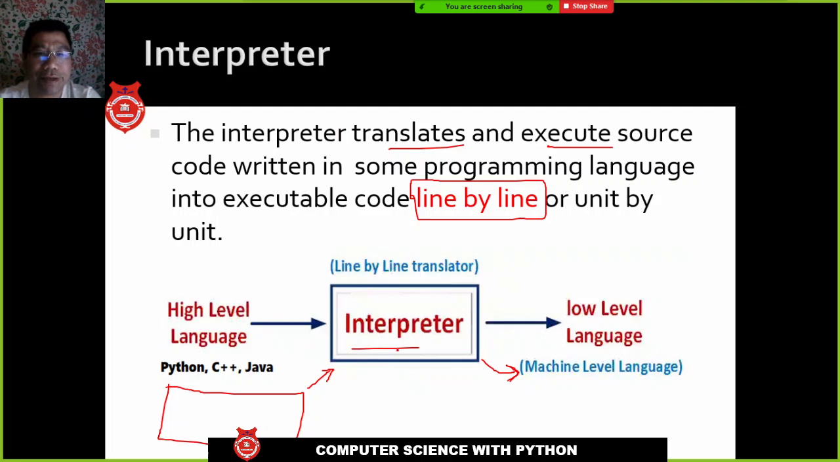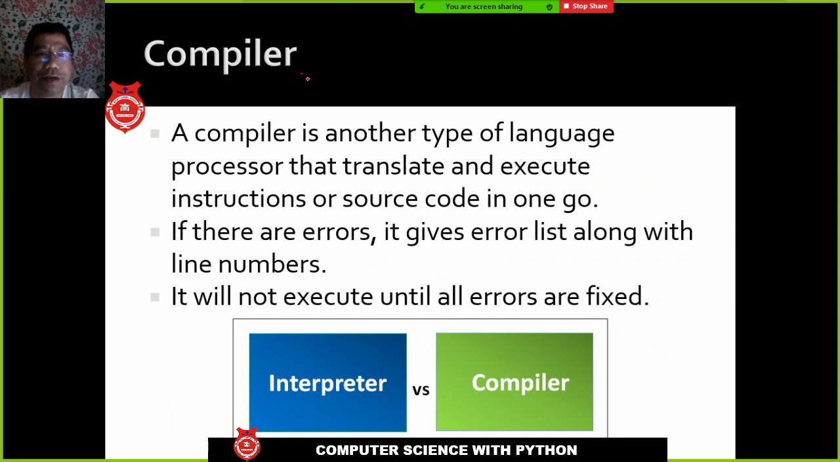And like that in software development also, in software engineering also, the interpreter is the software that translates the source code line by line. Okay, we also have another software which is known as a compiler, and this compiler translates the source code. It's like an interpreter, but it translates the source code in one go, the whole text in one go.